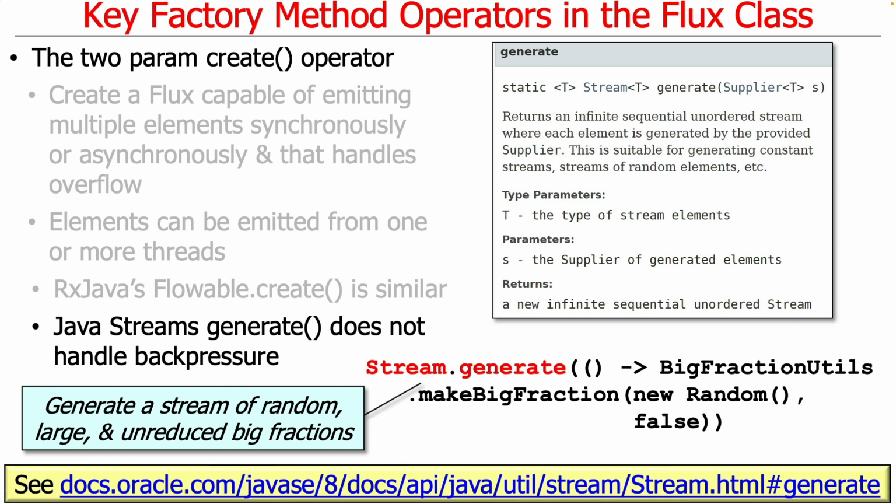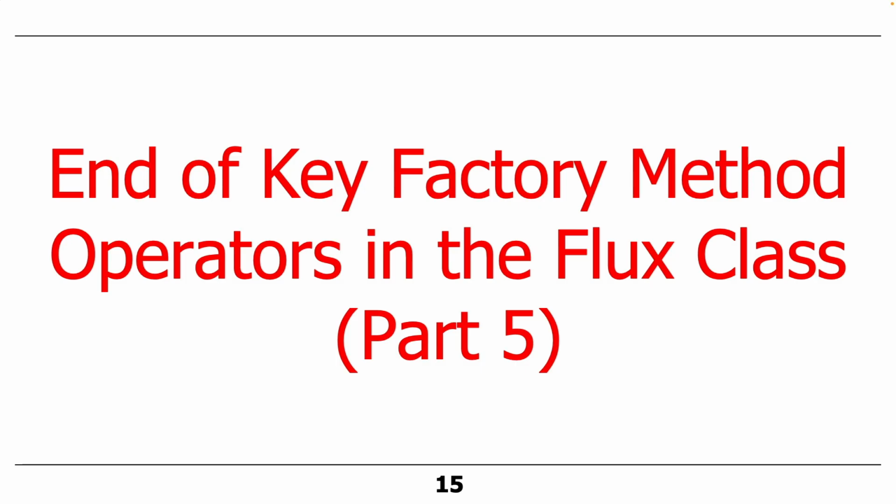In contrast with reactive streams, there can be a publisher that's generating the data at whatever rate it generates it, and that may be faster than the subscribers can keep up. So we have to consider back pressure and overflow and so on in those models, whereas we don't have that issue whatsoever with Java streams. So that's the end of the discussion of the two-parameter version of create.